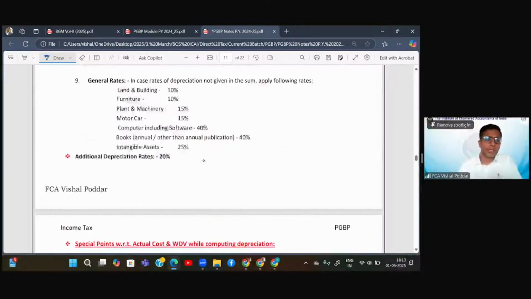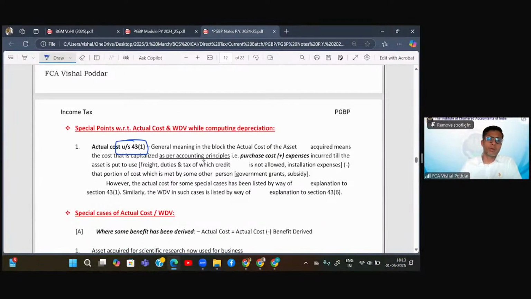the first thing is that actual cost is defined under section 43(1). And let me tell you, the definition is a copy paste of what you study in accounts. In accounts and depreciation, if you remember, what was taught to you is what value has to be capitalized for every asset. It is the purchase cost of the asset plus all incidental expenses till the asset is ready for use. Same principle of accounts is followed over here. If we take the purchase cost of the asset, in that we will add all these expenses: freight, taxes for which GST credit is not allowed. If GST credit is allowed, we will not include it. Then installation expenses, trial run expenses, etc.